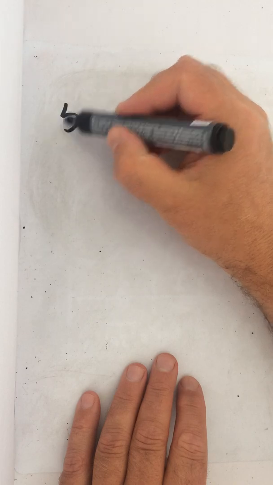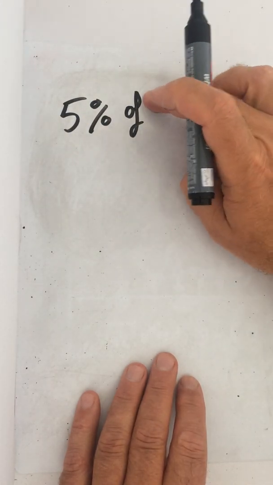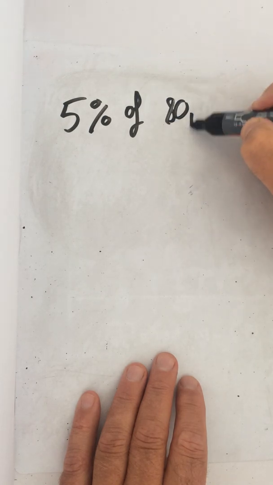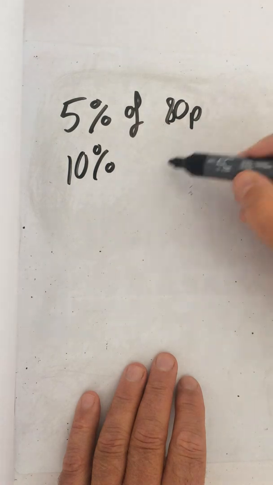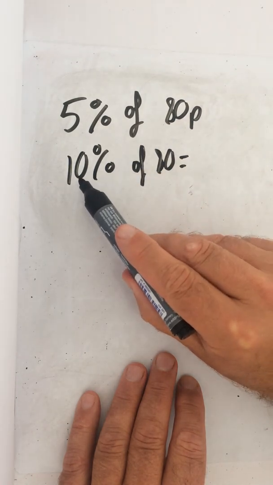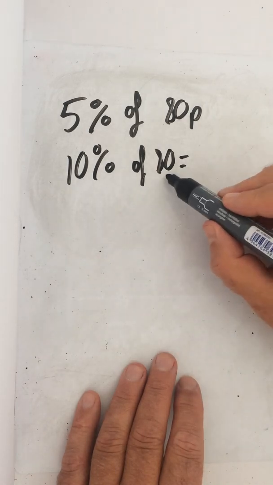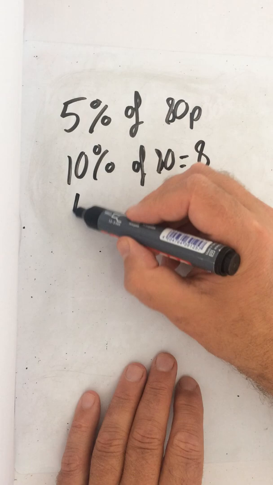Let's have a look then. Also, I probably should have done this earlier. If I wanted to find 5%, say I wanted to find 5% of 80 pence. Again, I'd find 10% first. 10% of 80 would be... So to find 10% of anything, you divide it by 10. So 80 divided by 10 is 8.